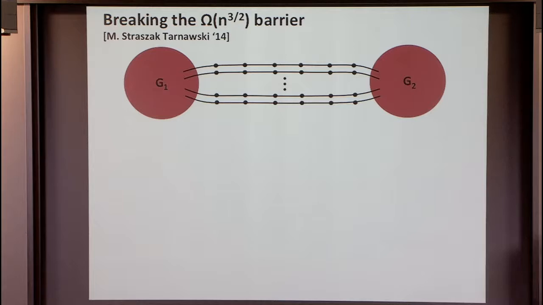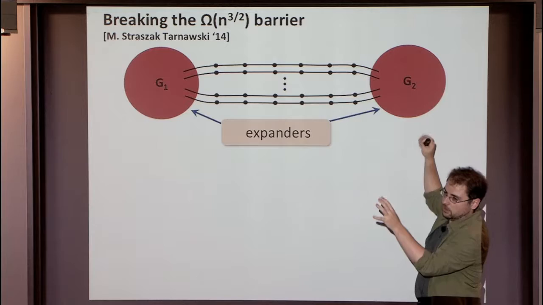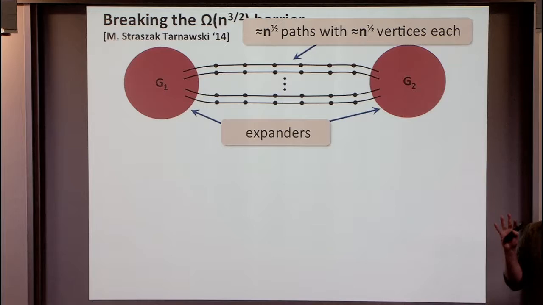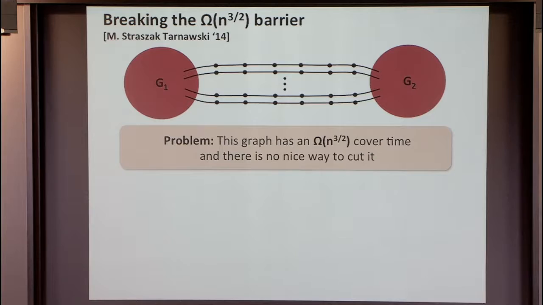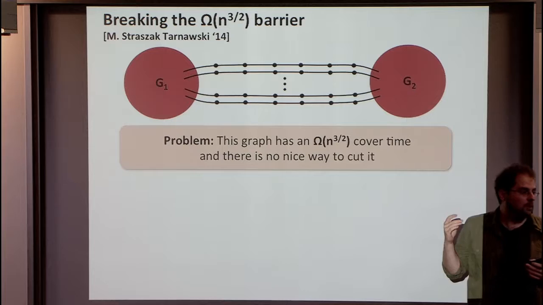And the tough example for the previous algorithm is just the following graph, in which we have two expanders that are joined by roughly square root of n paths of square root of n length each. The reason why this is a tough example for our previous algorithm is that this graph has n to the 3 halves cover time. So if I just want to simulate the walk as it is, it will take n to the 3 halves. But unfortunately, there is no good way of cutting it into smaller pieces.